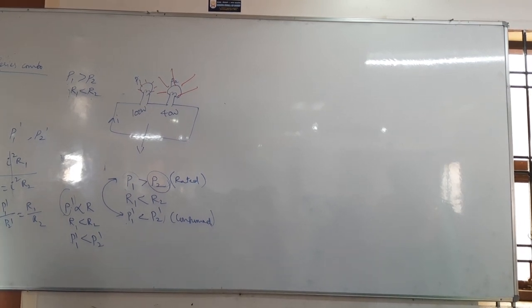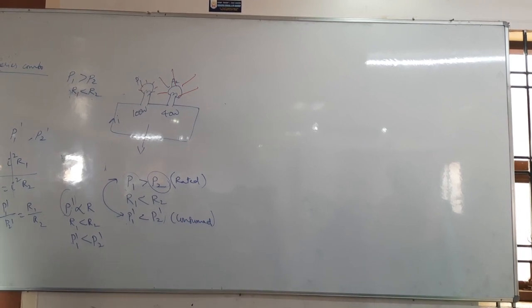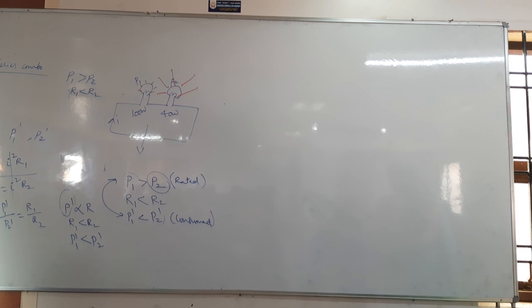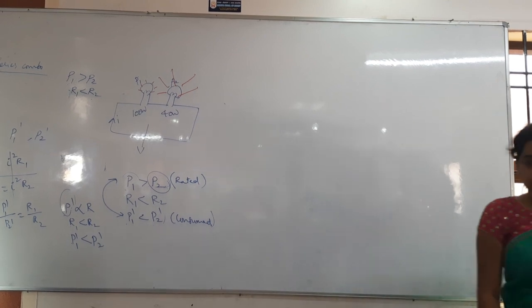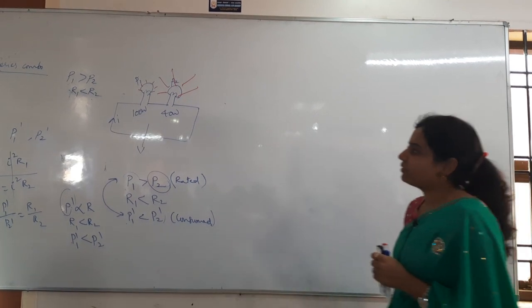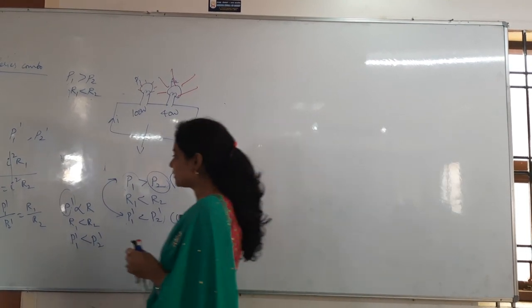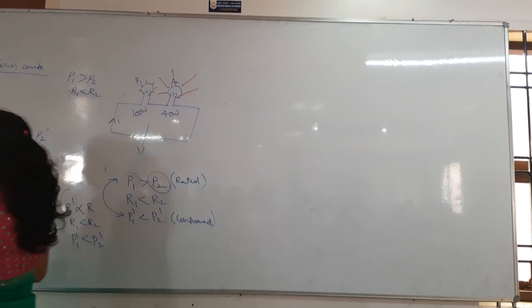Power consumption, brightness, dissipated, radiated, everything is the same only. Okay? But rated is different. Rated is nothing but the given power, whatever the manufacturer has given. Okay. What I said? P1 dash, P2 dash are consumed powers.